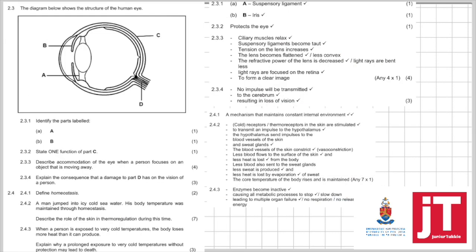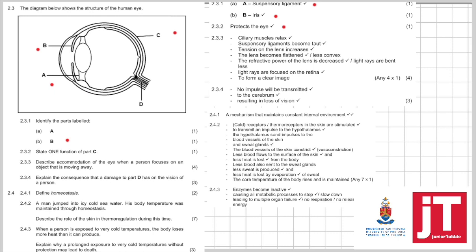Right. 2.3. The diagram below shows the structure of the human eye. 2.3.1. Identify parts labeled A. We can see A is the suspensory ligament. Identify parts labeled B. That's easy. That's the iris. 2.3.2. State one function of part C. Part C is actually pointing to the sclera. So what does it do? Protects the eye.